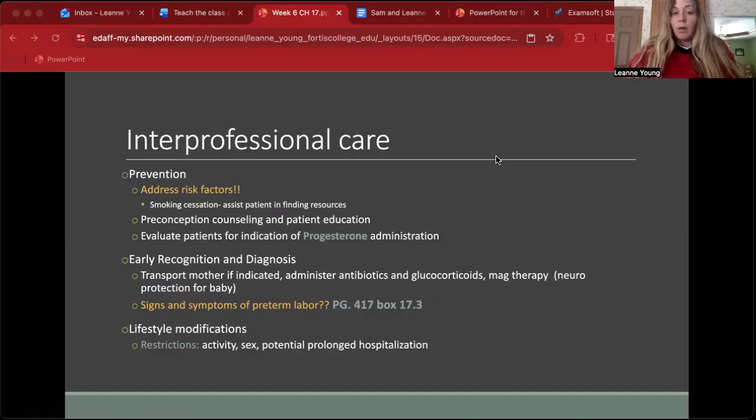These patients are also candidates potentially for prolonged hospitalization, depending on if their cervix is making change, if the baby is still stable, if their water is still intact. If any of these things are happening, but they're also still showing signs and symptoms of preterm labor, these patients might be hospitalized for a long period of time to finish out their pregnancy in a safe way and get baby to the highest amount of gestation that we can get them to.